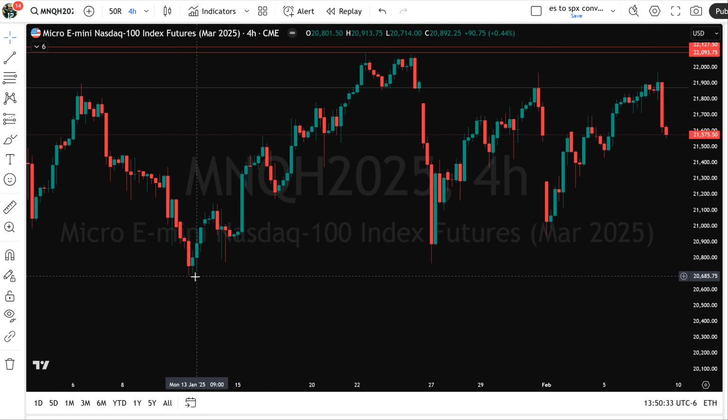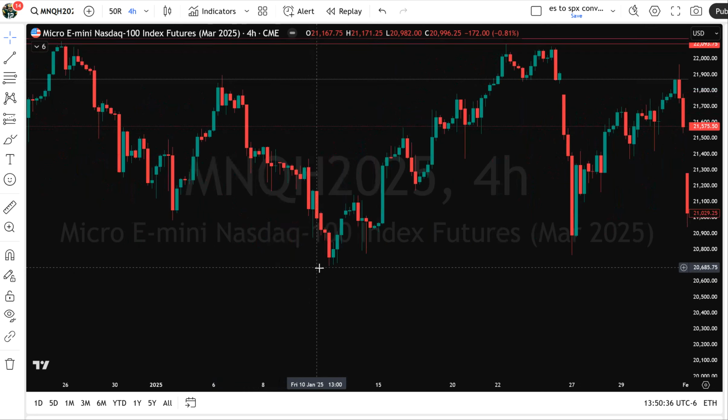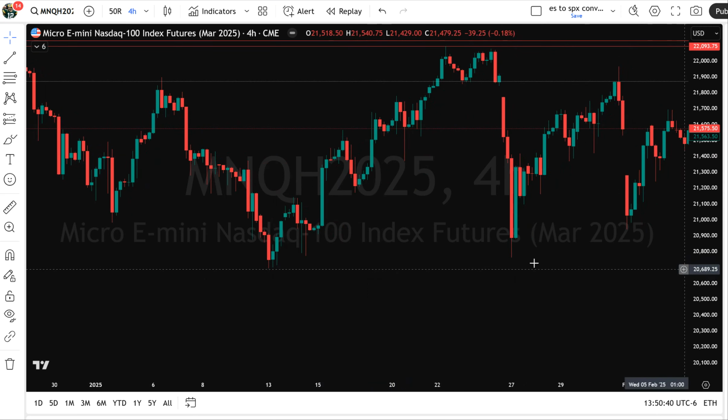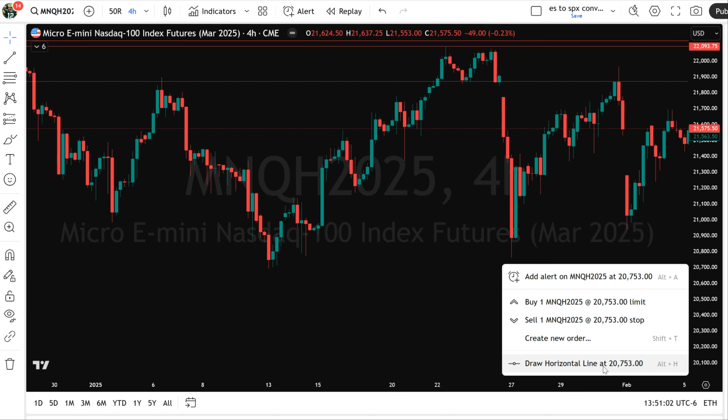So I'm going to mark this level down here because this is our most recent swing low. What we mean is the lowest point we've seen in the most recent time, and this occurred on Monday, January 13th. So it occurred this year. I'm just going to snap a level right here. I'm not going to mark the wicks because I want to show you something.